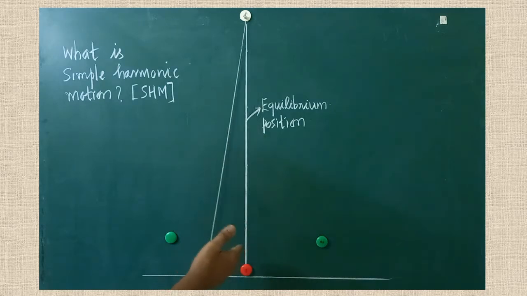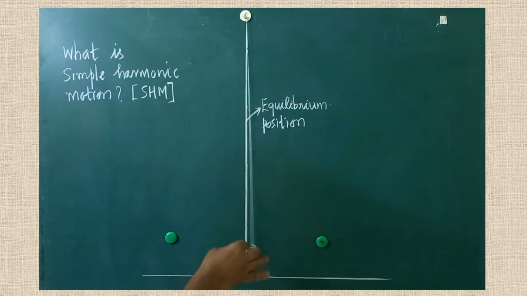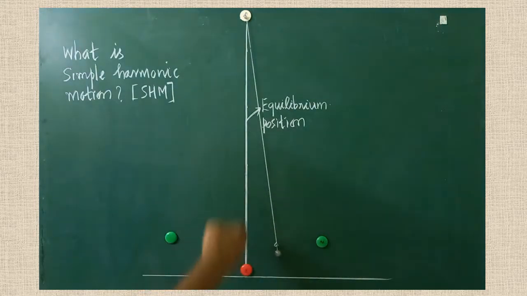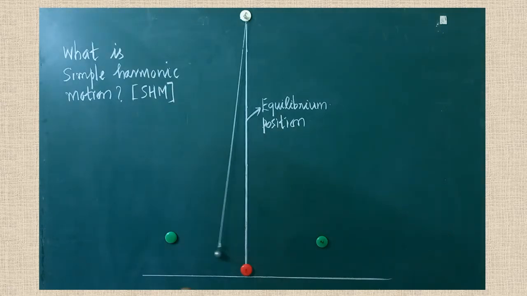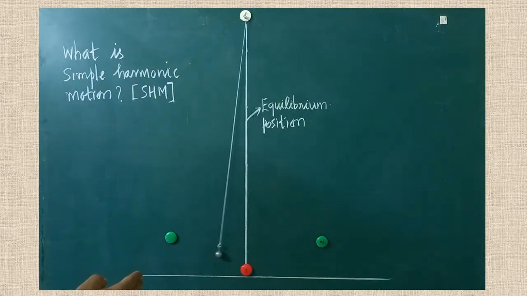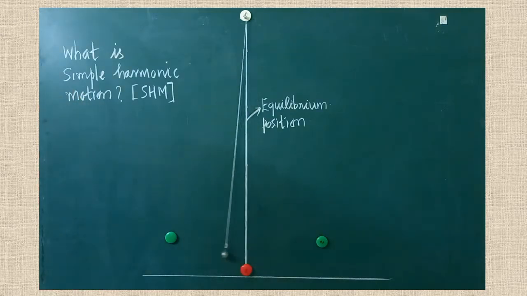This kind of motion is called simple harmonic motion. Each time the oscillating particle has to go across the equilibrium position. Are you clear? Only then is the motion called simple harmonic motion. Now this is not sufficient to explain simple harmonic motion.